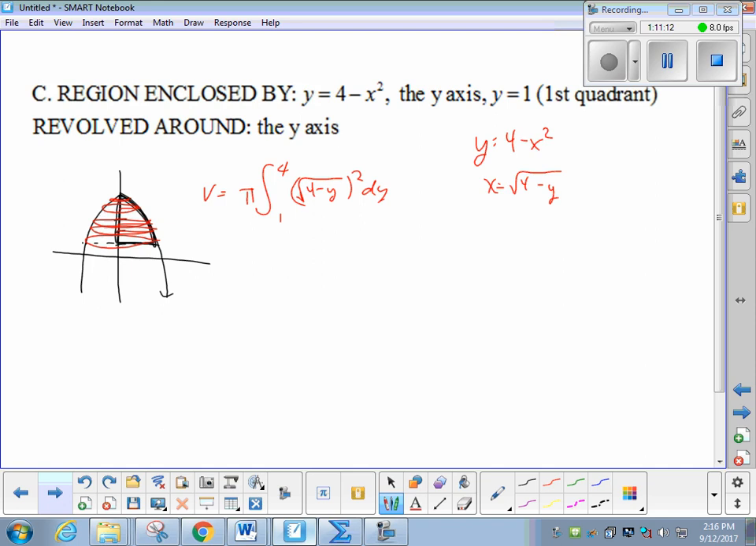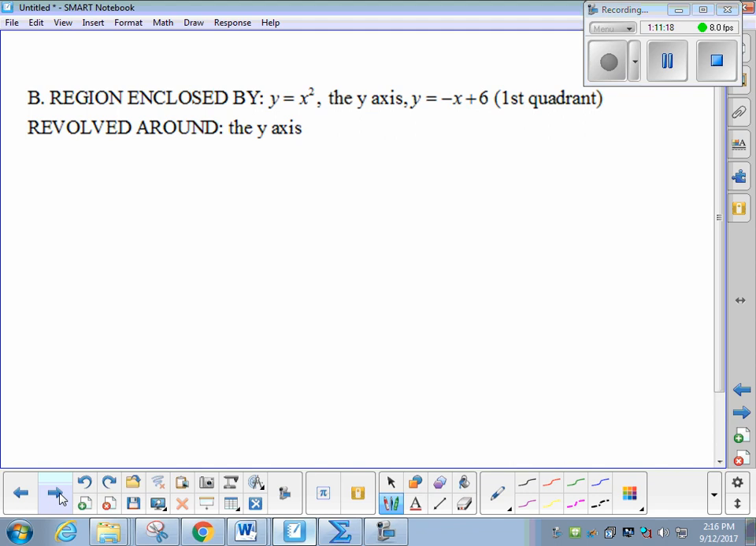Okay. And then the last one, you have y equals x squared. You have the line and the y-axis in the first quadrant. So that, again, is that region. If you revolve that around the y-axis, then you're going to get y-type disks, but this is a 2-region case, so you should get 2 regions.